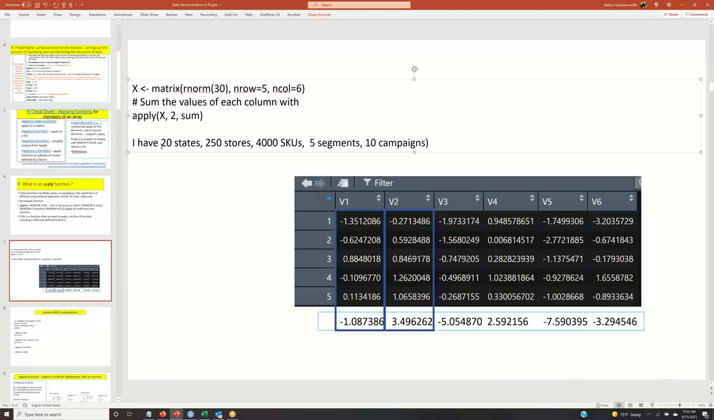So if I have this kind of data set, this is a five-dimensional array. Let's call the first dimension state, the second dimension stores, the third dimension SKUs, the fourth dimension segments, and the fifth dimension campaigns. And I have the results, so let's say the campaign results, the purchases in the last month. Purchase is the measurement that we are interested in. Suppose I want to summarize by states, for each of the states, then I will put here one. If I want to summarize by the segments, I'll put here four. That's what I'm saying. Everybody understands that, right?